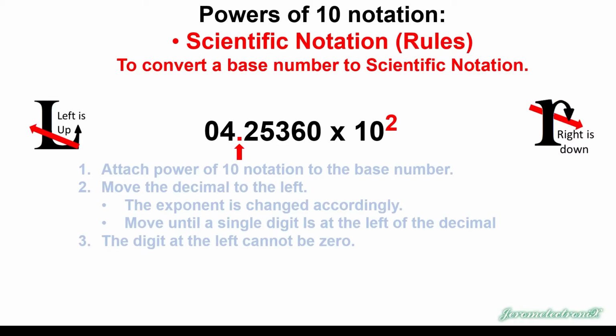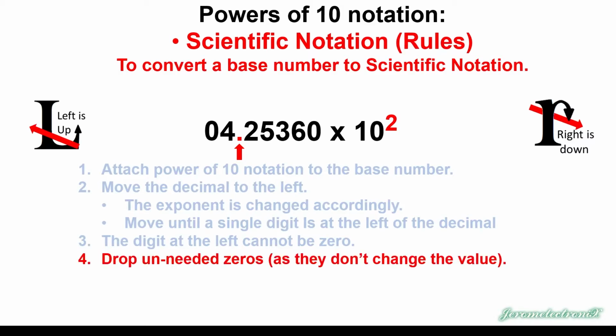And that's where it should be. The rule is there can only be a single non-zero digit to the left of the decimal. That is the rule for scientific notation. Again, there can only be a single digit to the left of the decimal for a scientific notation number. Now we probably should drop the unneeded zeros.